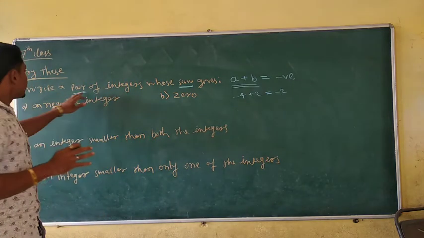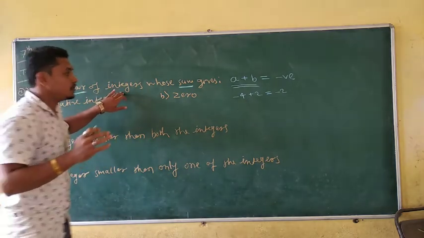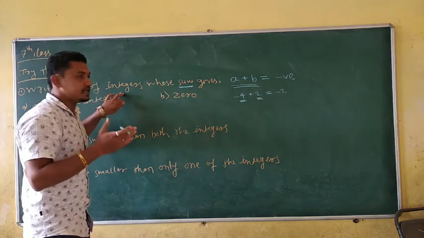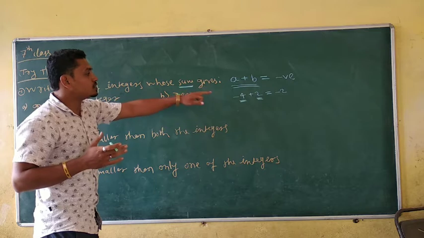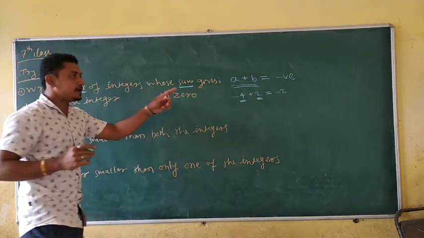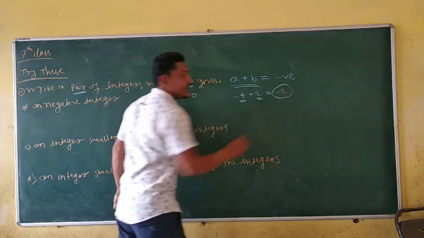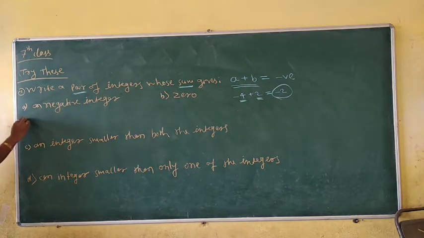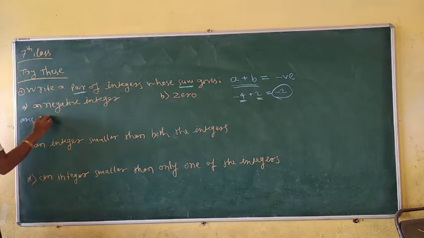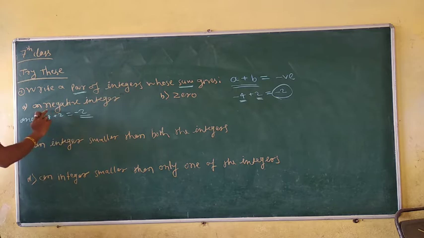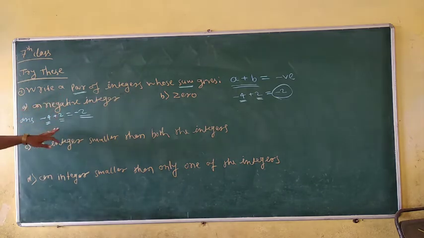So therefore the pair of integers, which pair? Minus 4 and 2 is a pair of integers whose sum gives minus 2. Minus 4 plus 2 gives rise to minus 2, and minus 2 is a negative integer. So here, for a negative integer, our answer is minus 4 plus 2 gives rise to minus 2, a negative integer, and minus 4 and 2 is the pair of integers.